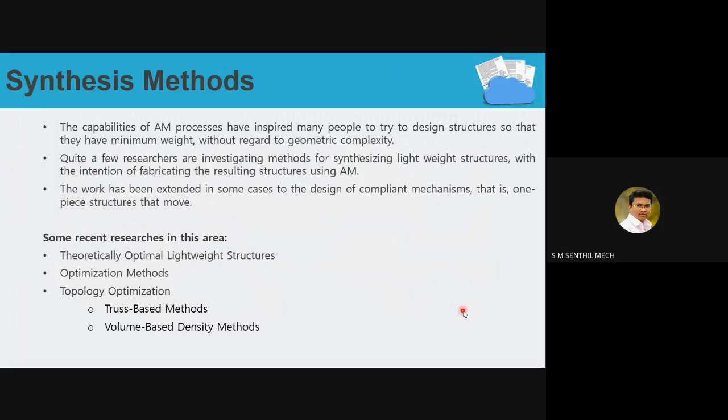Now, that being said, there are a lot of capabilities available with additive manufacturing, and you can explore a lot of designs. The freedom is with you. How can you do it? We'll be discussing some of the applications wherein you can make implementation of additive manufacturing.